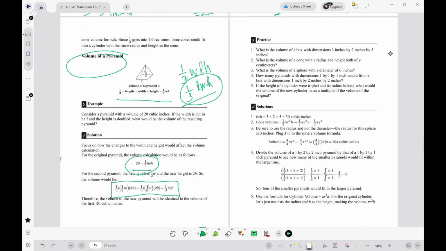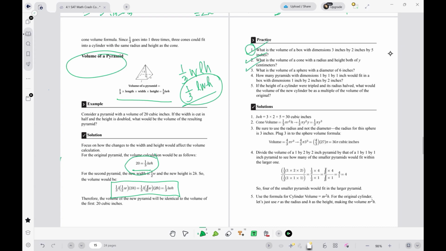So now we have some practice problems. The first is: what is the volume of a box with dimensions 3 inches by 2 inches by 5 inches? That means we have the length, width, and the height. I think you can do it on your own, and we have some solutions here as well. Problem 2: what is the volume of a cone with a radius and height both of y centimeters? Just plugging in some equation, as simple as that.